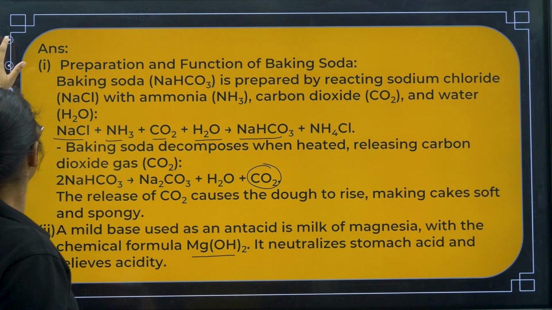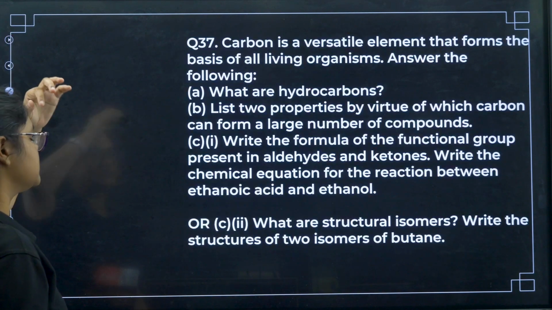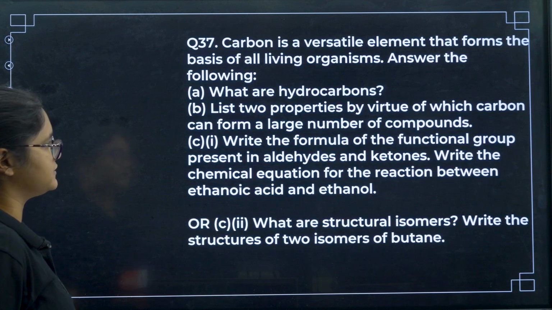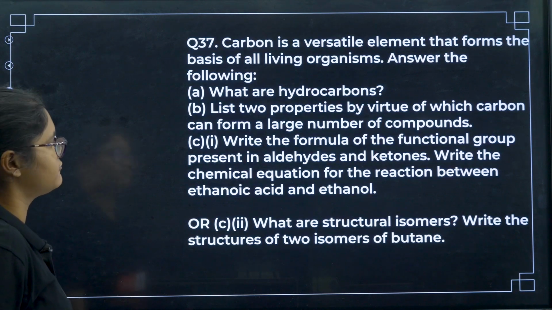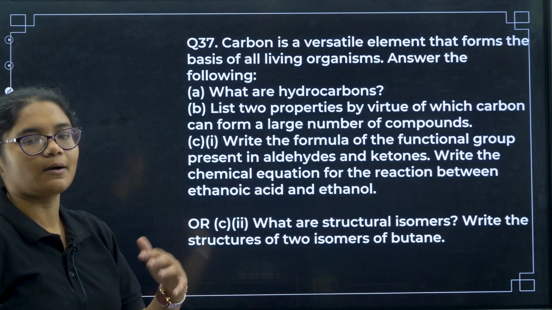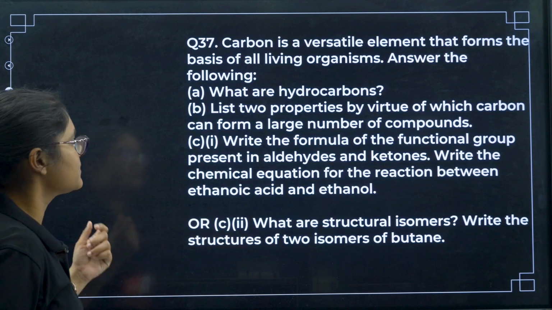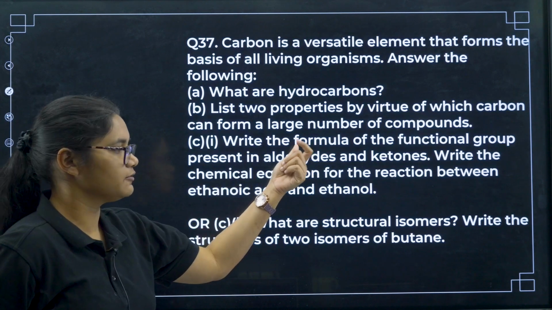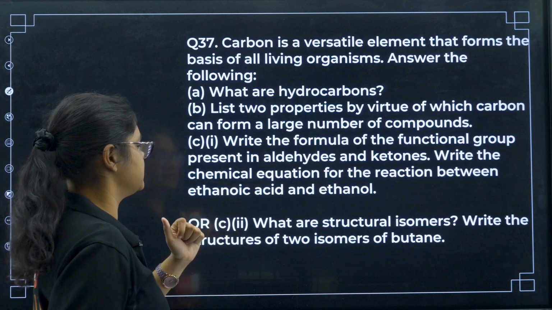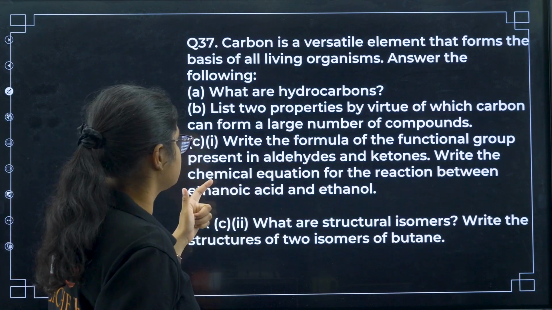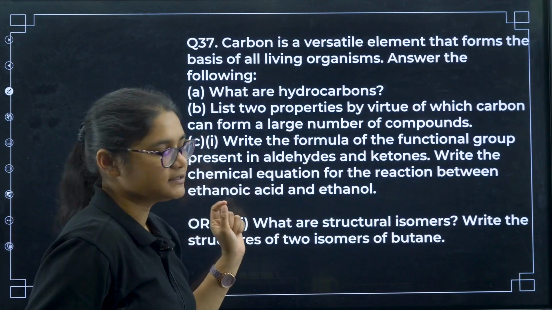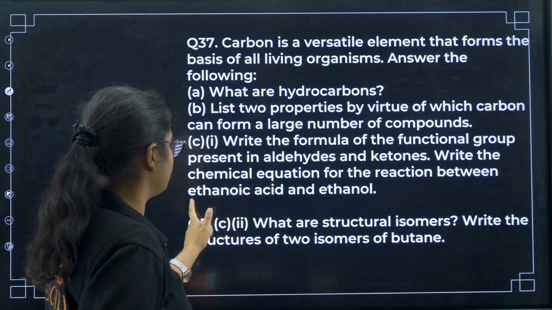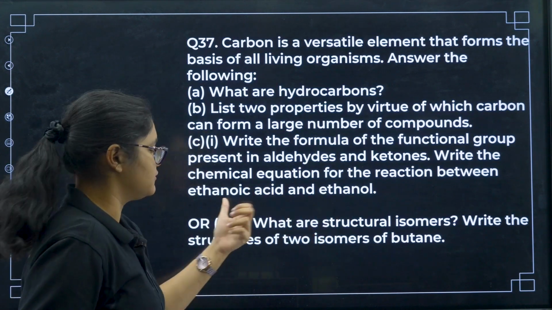Okay. Fine. Next, we'll go to question number 4. Carbon is a versatile element that forms the basis of all living organisms. Answer the following. What are hydrocarbons? Compounds made up of hydrogen and carbon. List 2 properties by virtue of which carbon can form a large number of compounds: catenation and tetravalency. Write the formula of the functional group present in aldehydes and ketones. C double bond O. Write the chemical equation for the reaction between ethanoic acid and ethanol, esterification.